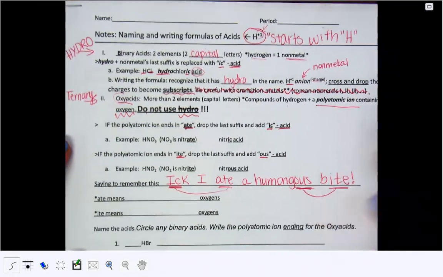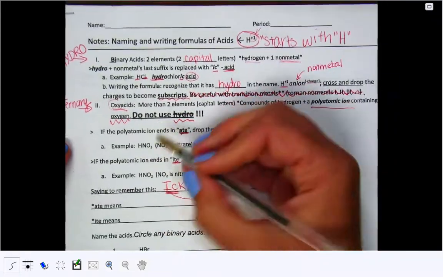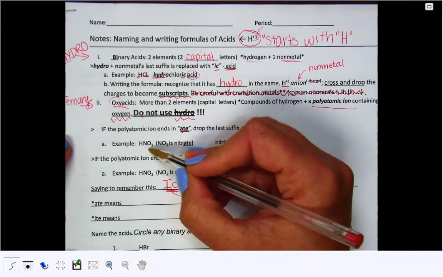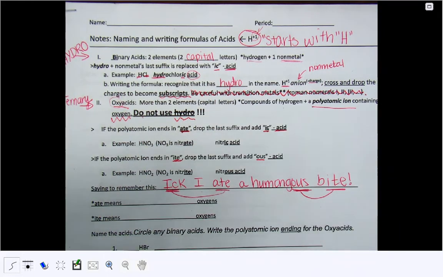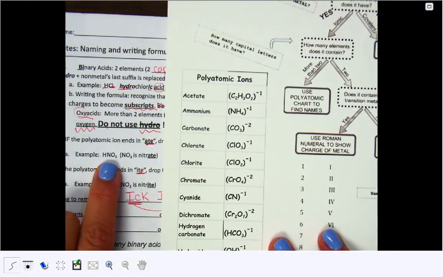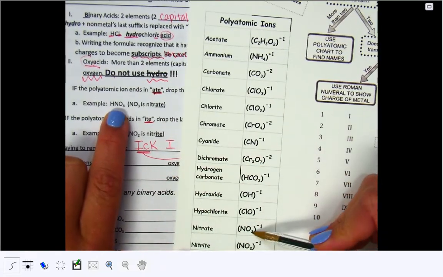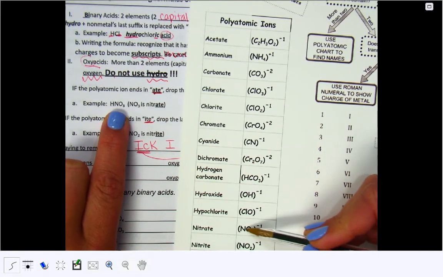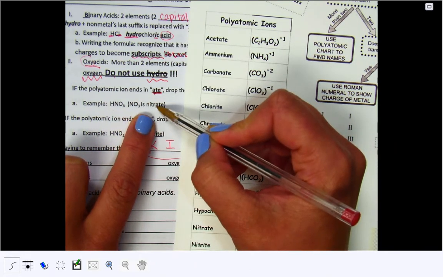All right, so let's look at the examples, then we'll come back down to this. Here we have HNO3. Obviously the H is not part of the polyatomic list. You guys have your polyatomics right next to you, right? So look down the list. We're going to find the NO3 part. Here's NO3 right here. NO3 is nitrate. It says it on your notes.